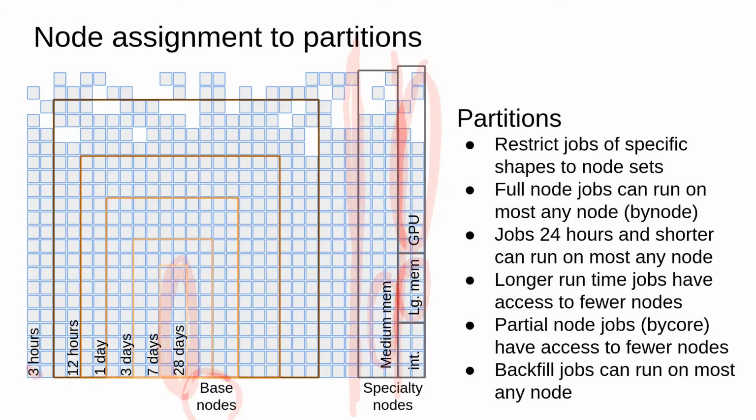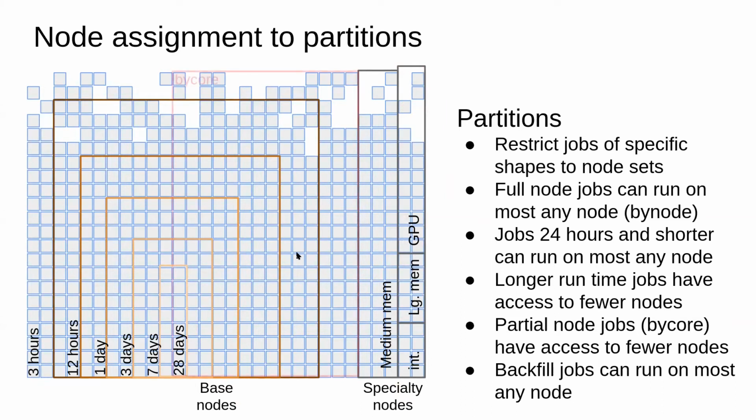So the way it's set up is that the amount of runtime that you request reduces the amount of nodes that you have access to. There's basically a 1 day, 3, it might even be a 4 day, a 7 day, and a 28 day criteria for the different partition types.